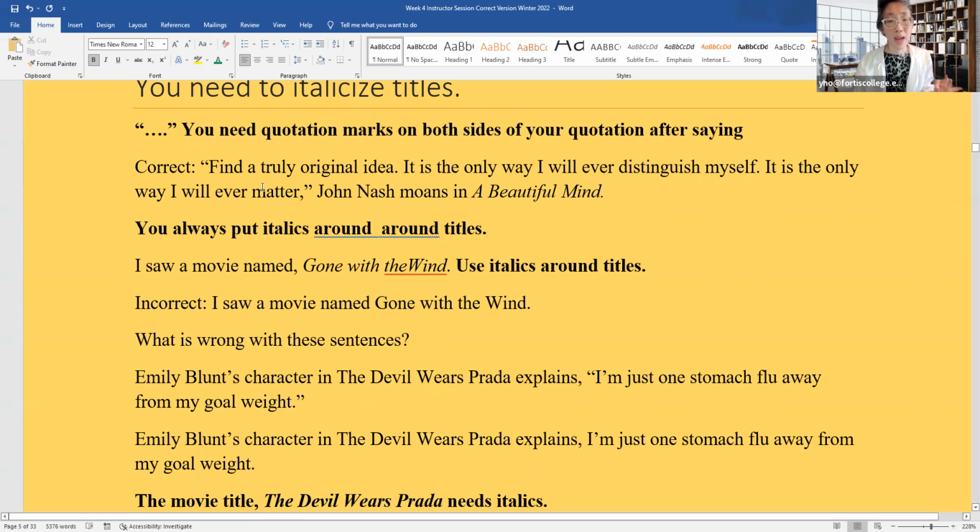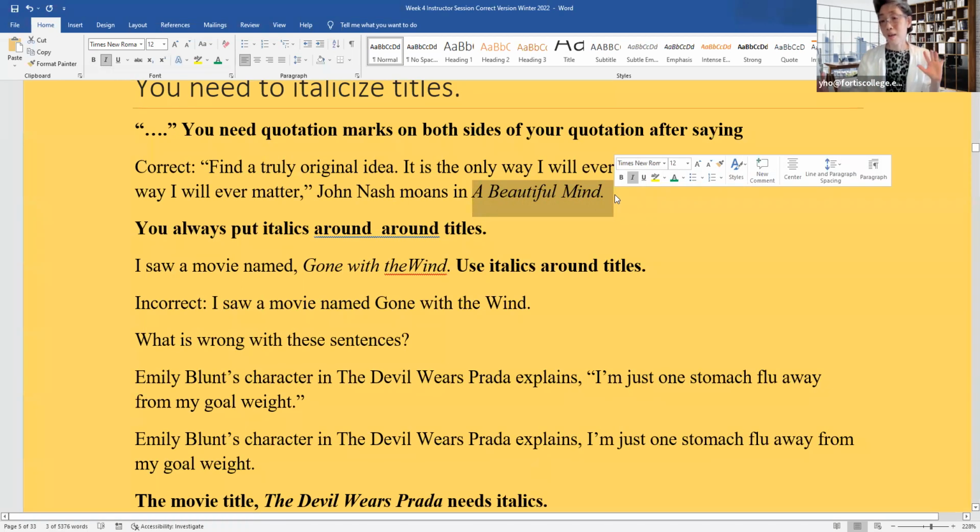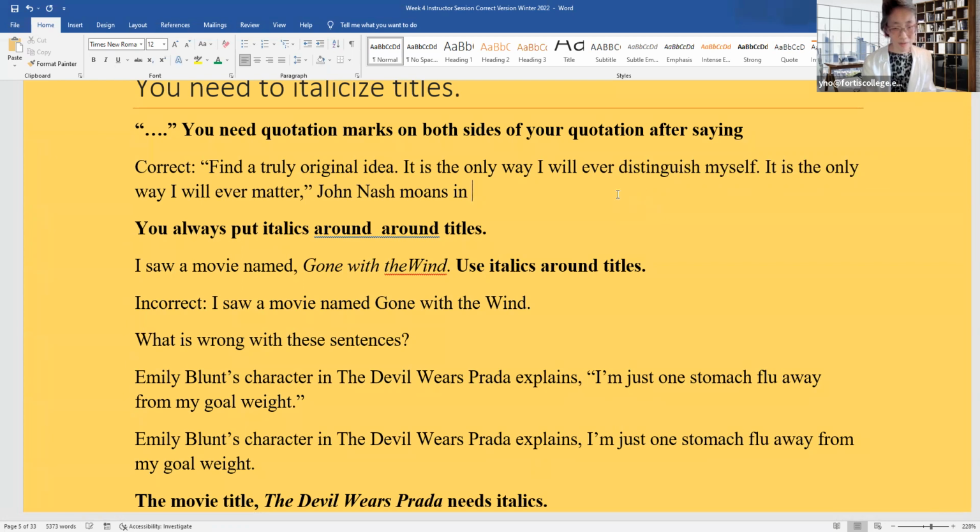And the answer is it's correct because you have both quotation marks around the dialogue and A Beautiful Mind is italicized, okay? And because that's the name of a movie, it was a great movie, by the way, and it was about a mathematician named John Nash. It's based on a true story. Now, if I take away, let's see if I do this right, if I take it away and I just write A Beautiful Mind, I think I spelled that wrong, but you get the idea. So if I wrote A Beautiful Mind without the italics, then the answer would be it's incorrect.